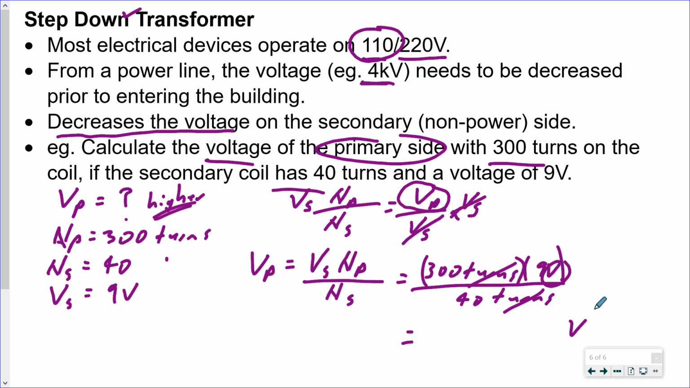Plug these numbers into your calculator. So this is the voltage on the primary side. Remember, we predicted that it would be higher. Plug the numbers in, and you get a number of 67.5 volts, which is higher. So it seems like a reasonable answer for this step-down transformer.